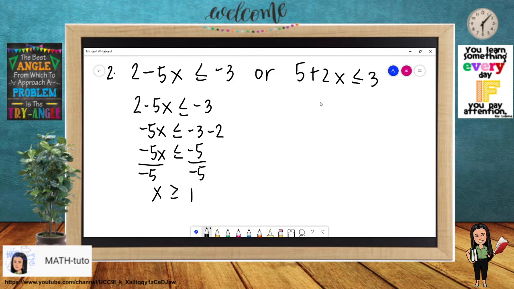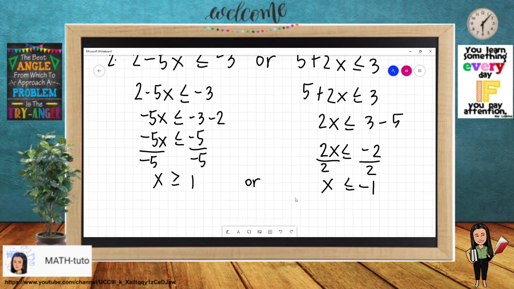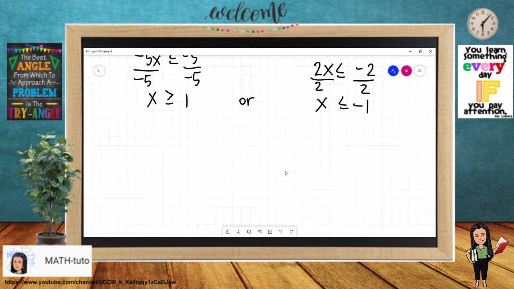Okay? For this part of the inequality, we have 5 plus 2x less than or equal to 3. 2x is less than or equal to 3 minus 5. So we have 2x less than or equal to negative 2. Divide both sides by 2. x is less than or equal to negative 1. So our solution set is x is greater than or equal to 1 or x is less than or equal to negative 1. Let us illustrate it in a graph.